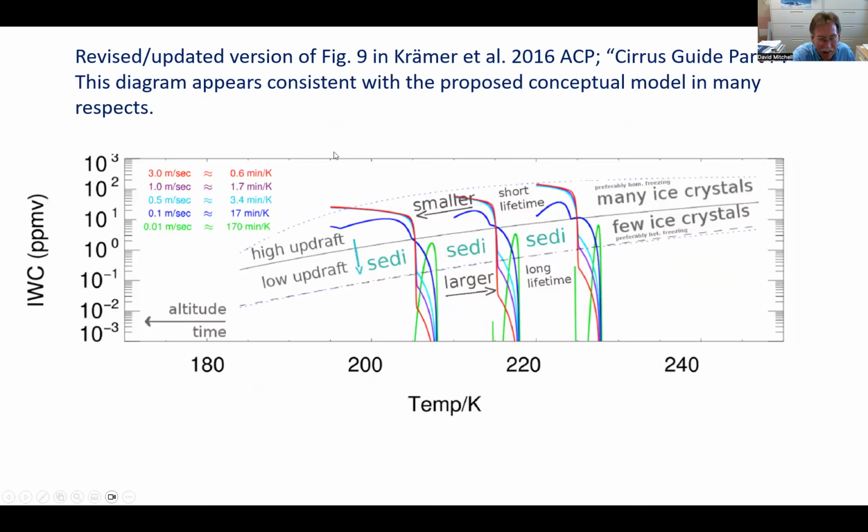That's similar to what Martina Krämer has in this revised figure from figure 9 of a previous paper, where she also shows a median ice water content that separates the heterogeneous from the homogeneous preferred freezing. On the bottom here, it says preferably het freezing, fewer ice crystals, and preferably home freezing above the median ice water content. So it's the same idea, more or less, with higher updraft and lower updraft.